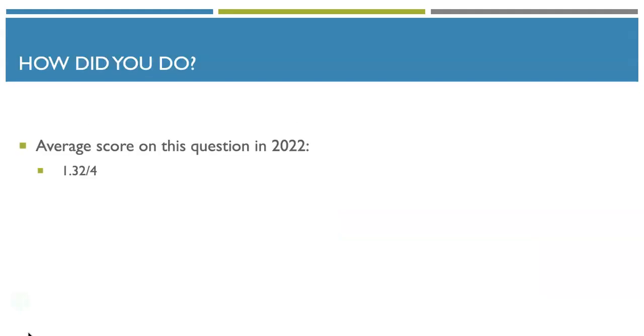The average score on this question in 2022 was 1.32 points out of 4. So that's about 33%. The short free response questions often aren't very high scoring. It wasn't a particularly tricky question if you know kinetics. So if you earn 2 points or higher on this question, you're in good shape.